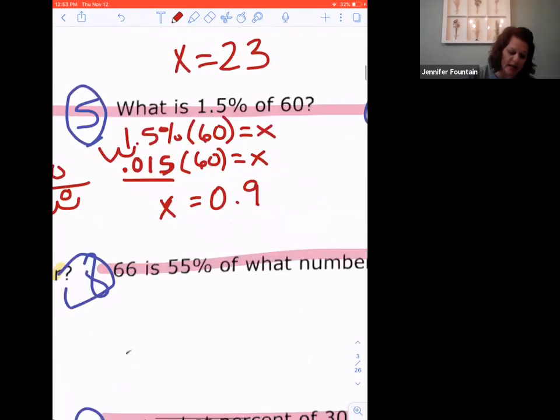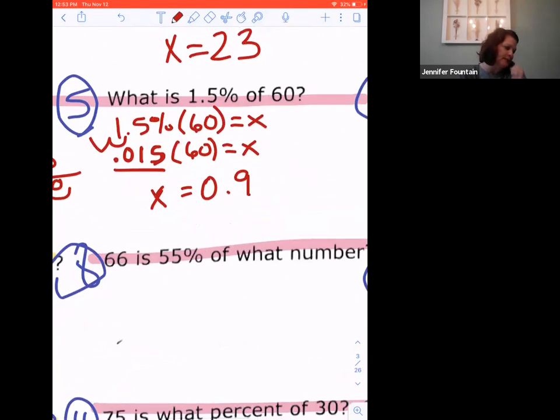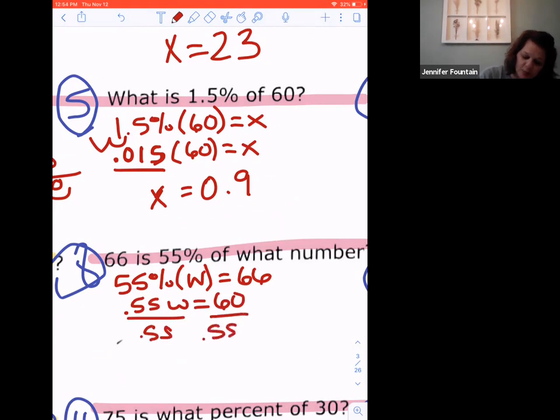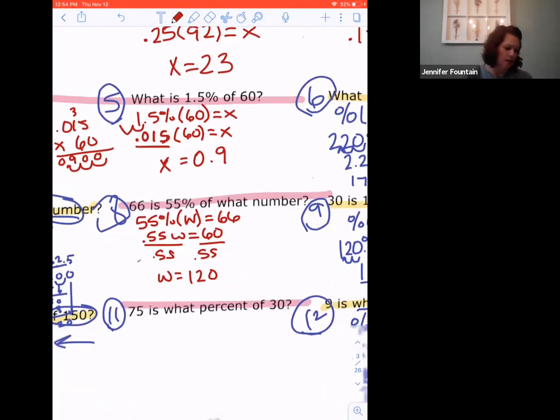All right, then we had number 8, and we have 66 is 55% of what number? So 55% times what equals 66? So that would be 0.55W equals 66. Divide by 0.55, divide by 0.55. So the number that we are looking for is going to be 120.